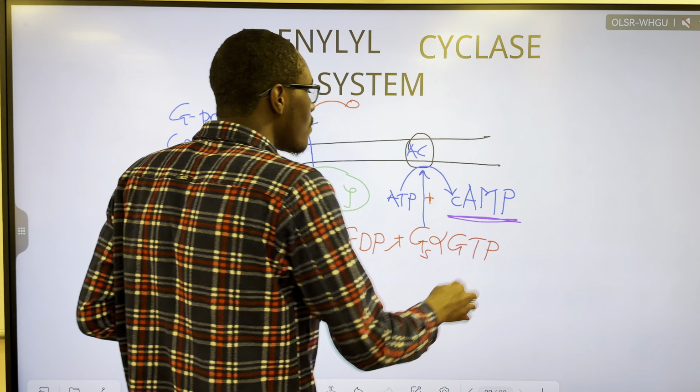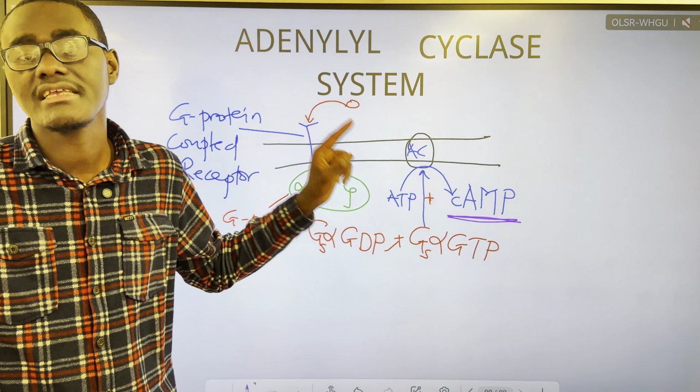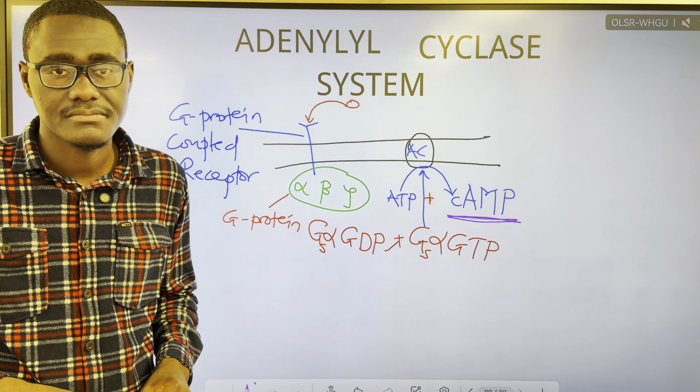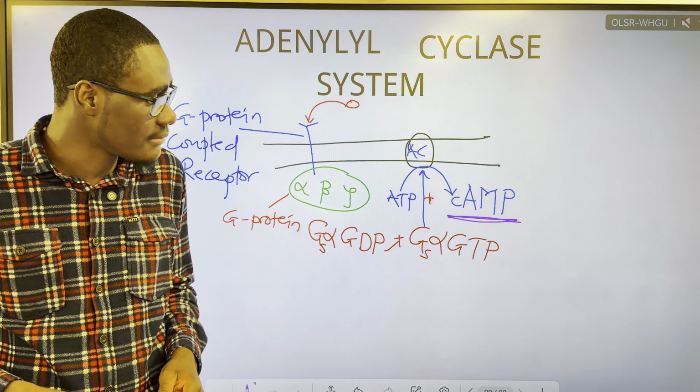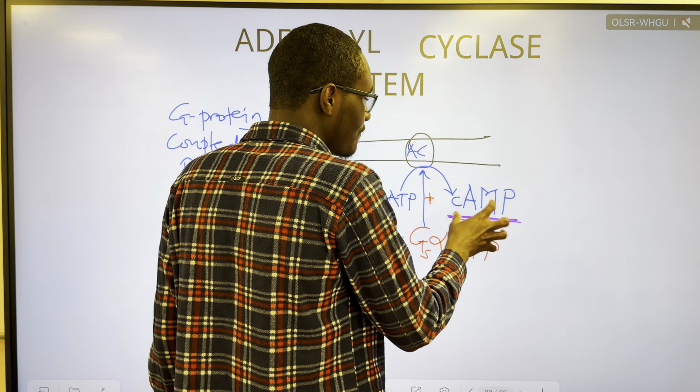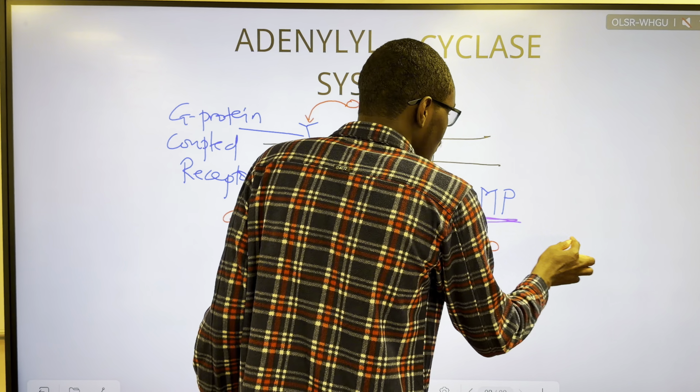Most systems have their own second messengers. For example, the adenylyl cyclase system, and also the phospholipase C system, each have their own second messengers. For the adenylyl cyclase system, the second messenger is cyclic adenosine monophosphate. This is going to take the signal and affect other enzymes.